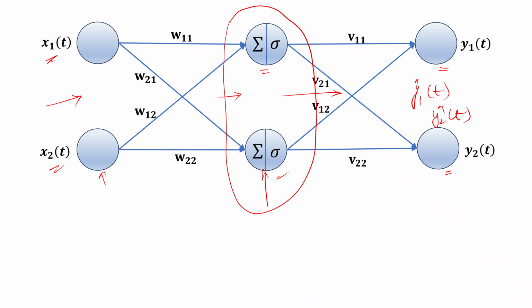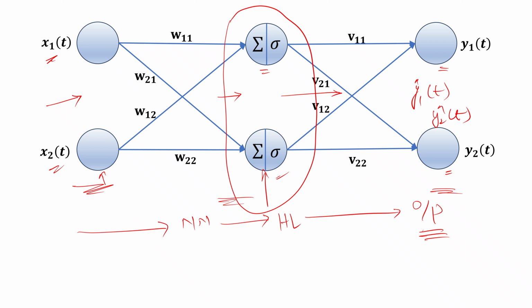In summary, the input brings the data to the neural network, then the hidden layer processes it and gives it to the output, where a decision is made or some approximation is done. So whatever we desire to do with the neural network, that happens at the output. So basically, once again, we have three layers. First is the input layer, then the hidden layer, and then the output layer.